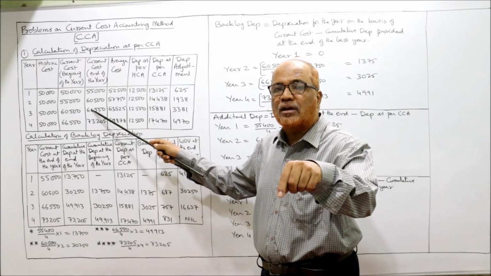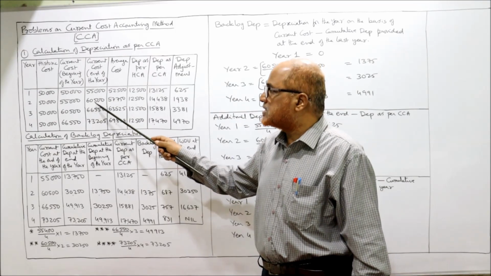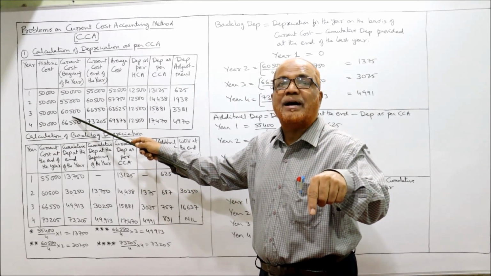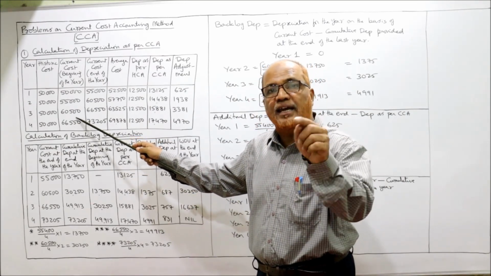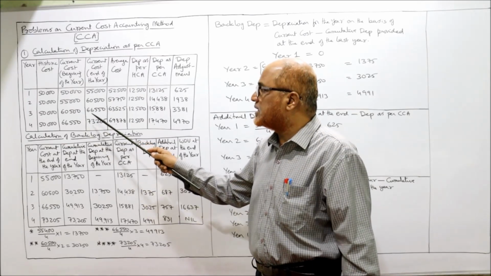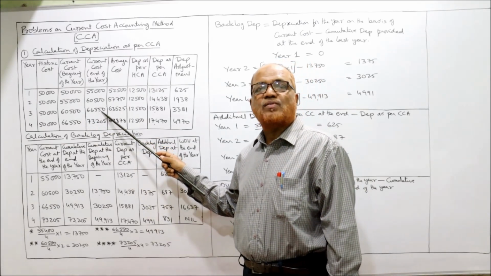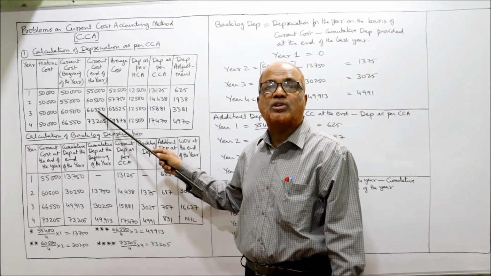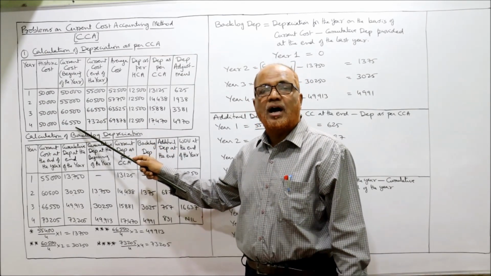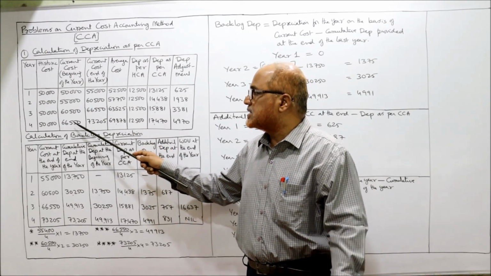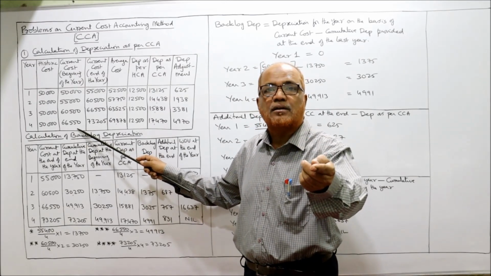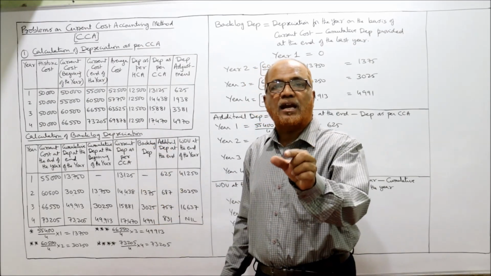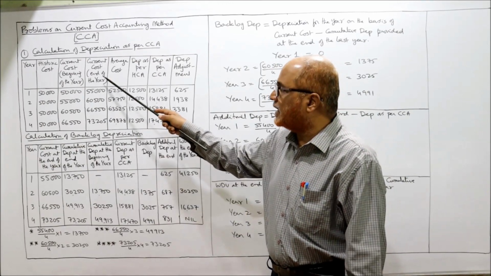Now the second year closing will become the third year opening. So this 60,500 will become the beginning balance for the third year. Again in the third year, increase by 10%. So 60,500 into 10%, then add up. You will get 66,550. 66,550 is the closing value of the machine at the end of the third year, and this will become the opening balance for the fourth year. So 66,550 in the fourth year. Again increase by 10%: 66,550 into 10%, then add up. You will get 73,205. So we have calculated the current cost of the machine at the end of the year.